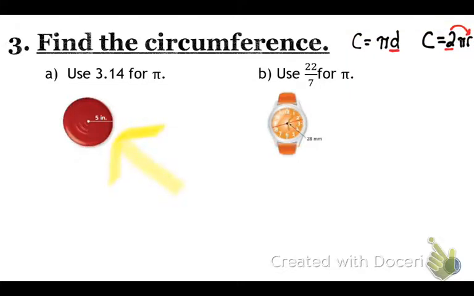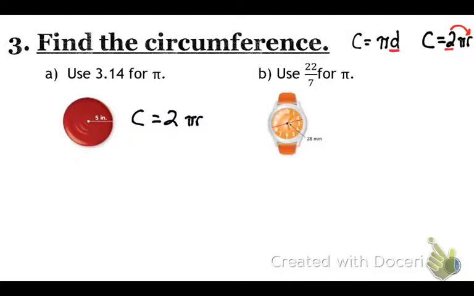So guys, what's the formula I want to start with? C equals 2 pi times R. Okay, C equals 2 times pi times R. I found this on the web. Sorry about that.